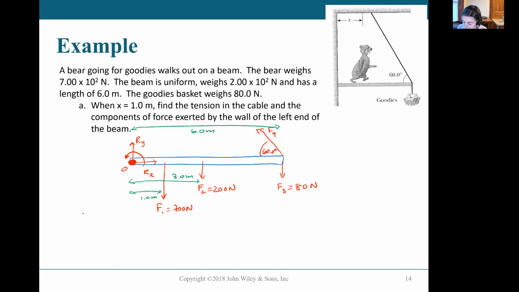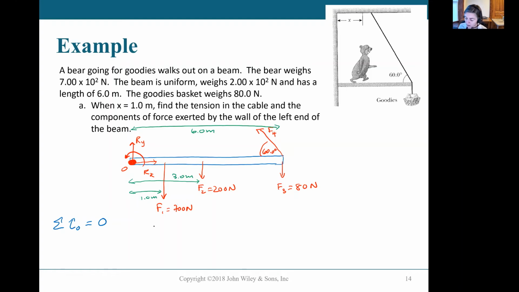Okay, the next step is to let the sum of the torques equal 0. So we're going to have 4 torques, from forces 1, 2, 3, and 4. As I mentioned before, no torques from Rx and Ry because of how we chose the axis of rotation. Okay, let's start with the torque from force 1.